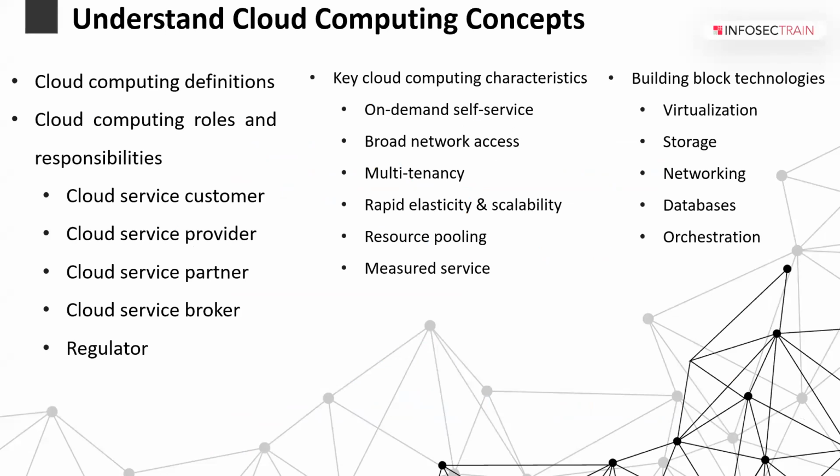It's very important. I put six here because, as per NIST, you have only five characteristics, but if you go by the ISO standard, you have six. That's completely fine. But understand that as per NIST, you have only five characteristics called on-demand self-service, broad network access, rapid elasticity, resource pooling, and measured service.